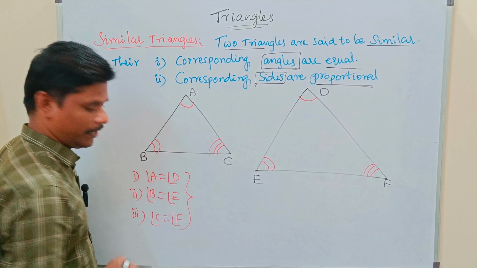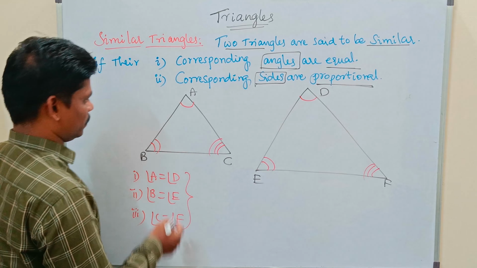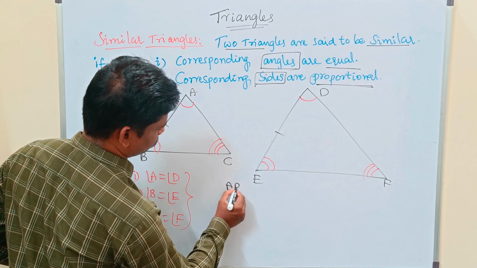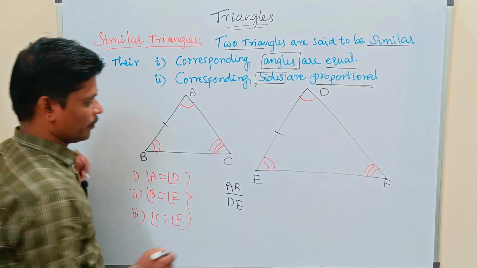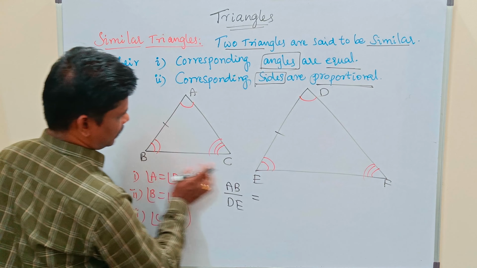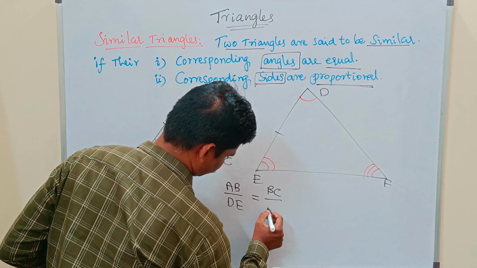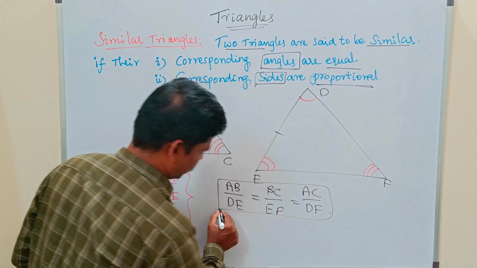Corresponding angles are equal. And next, here the corresponding sides are proportional. So this side and this side, that is AB by DE, that is equal to BC by EF, that is equal to AC by DF. This is the corresponding sides are proportional.